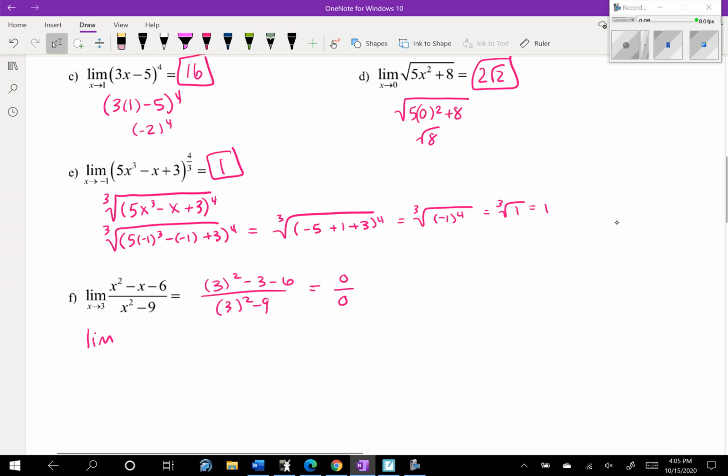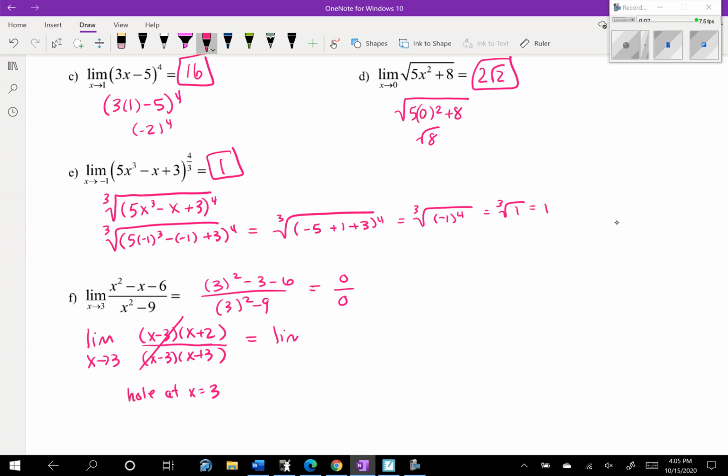So the limit as x approaches 3, I want to factor. The numerator factors into x minus 3 times x plus 2, since the factors of -6 give -1. The denominator is the difference of two squares, so x minus 3 times x plus 3. Notice that the x minus 3 cancels out, so that is a hole in my graph. So there is a hole at x equals 3.